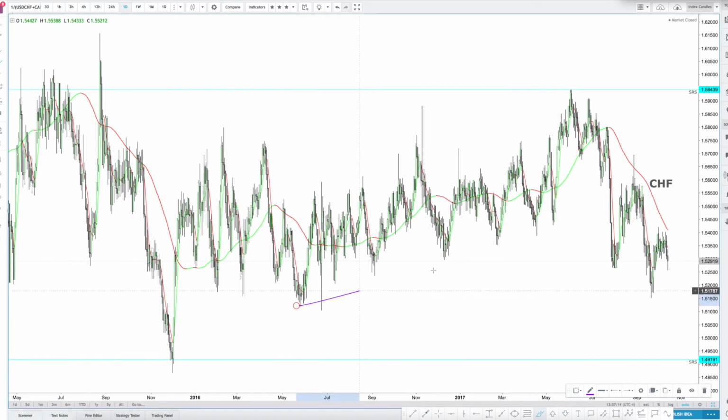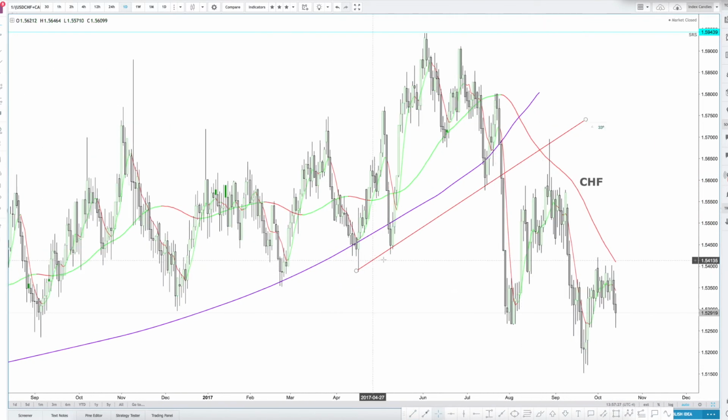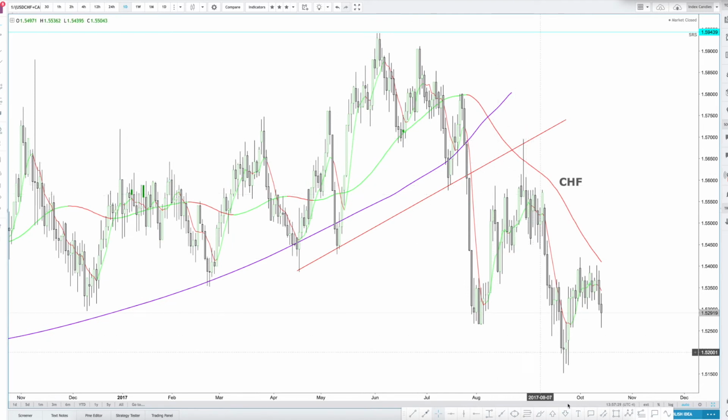We had this whole thing going up like this, right? And then it just broke out of it, and when it broke that trend line right here, it pulled right back up to it. So that was pretty interesting to watch.